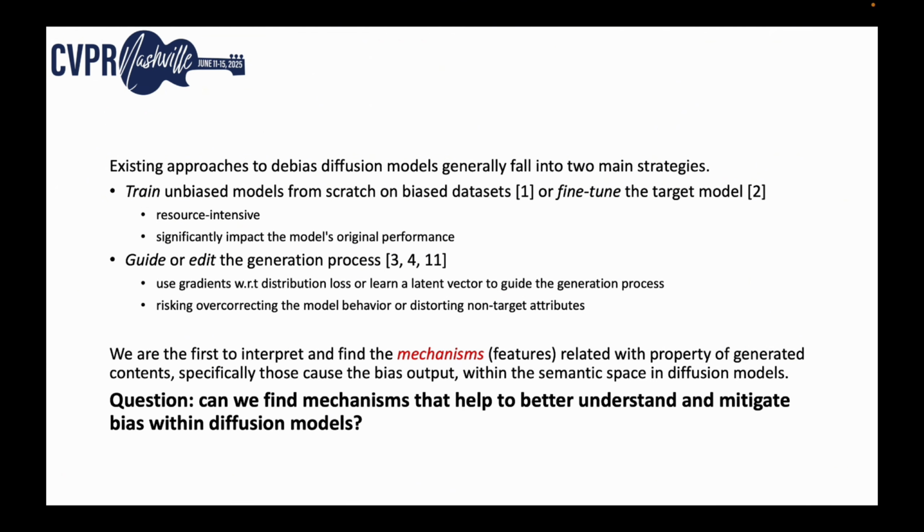Current methods to address these biases typically follow two paths. One involves training from scratch or fine-tuning models, which is resource-intensive and can hurt the model's original capabilities. The other focuses on guiding the generation process, but often risks overcorrecting or distorting other important attributes in the images. This led us to a fundamental question. Can we look inside these models, understand the mechanism causing biases, and use that understanding for more precise mitigation?